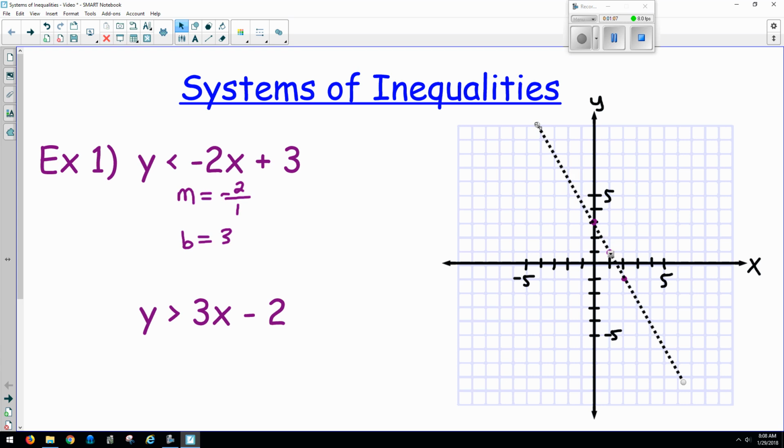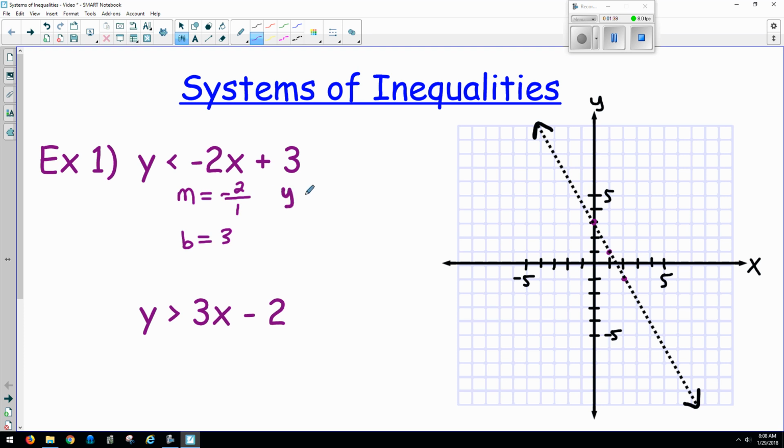Just extend this a little bit. And we're going to put arrows on the ends. And now we're going to shade. So remember, when we go to shade, we're going to double check the point, preferably a point that does not fall on this line. So if 0, 0 does not fall on the line, that's usually a pretty good one to pick. So we're going to check 0, 0 to see if that's part of the solution or not.